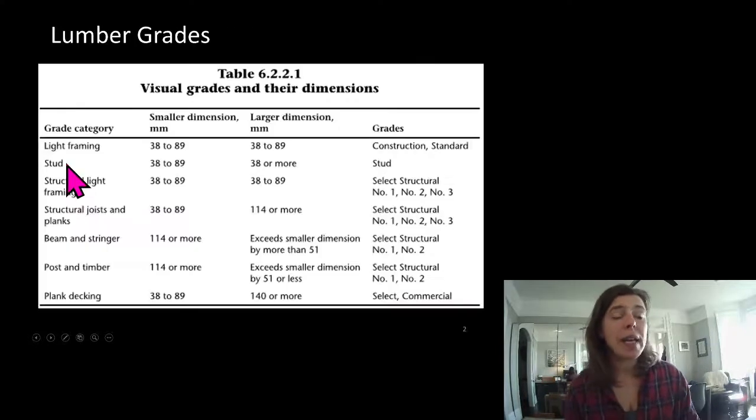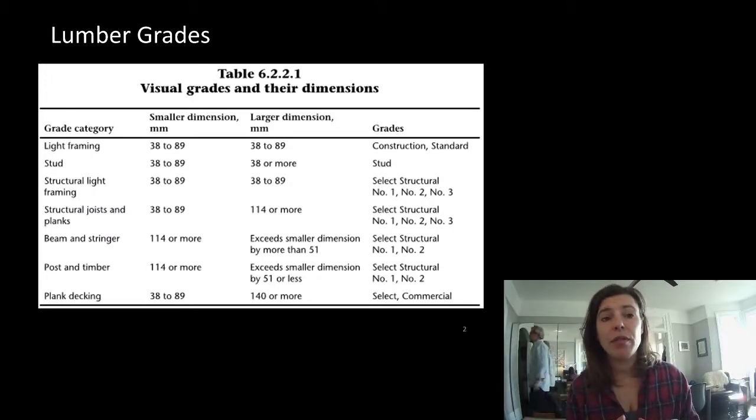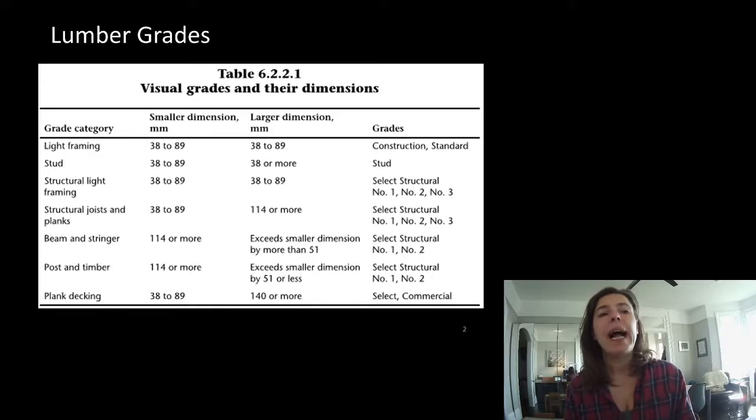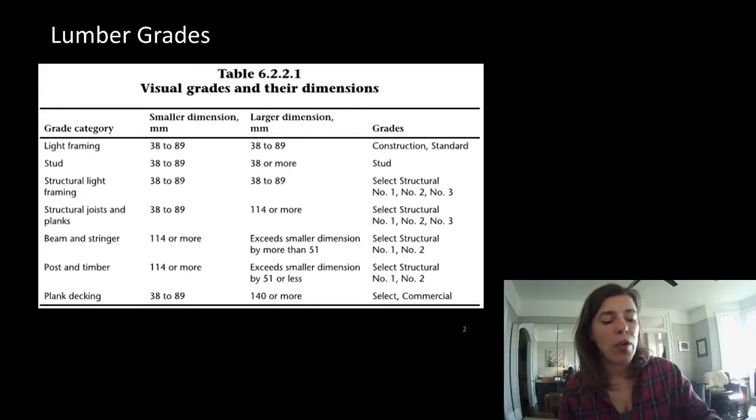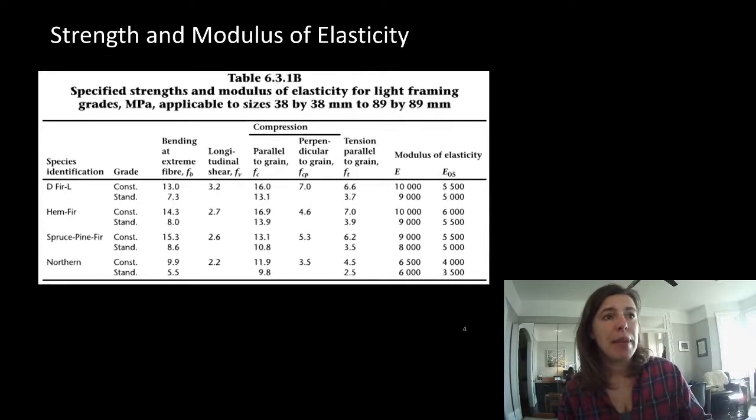Last week, I'm going to run through again quickly all of those factor tables that we looked at. The very first thing we looked at was grade category. If you remember, knowing what grade category it was told us which one of the strength and stiffness tables we needed to refer to. Based on what grade of lumber and the dimensions, it told us whether we were using light framing stud, structural light framing, joist and planks, beam and stringer, post and timber, or plank decking. And once we knew that, we would know whether we were looking at table A, B, C, or D.